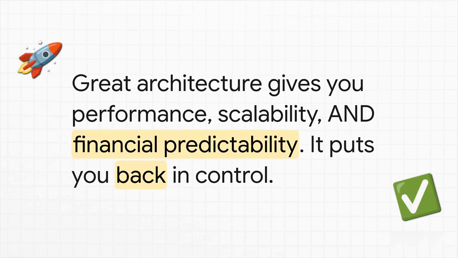So when you boil it all down, what does this really mean? It means cost optimization isn't just about pinching pennies. It's the natural result of excellent engineering and smart design. A great architecture doesn't just give you performance. It gives you performance, scale, and predictability in your spending. It puts you, the architect, firmly back in control of the budget.